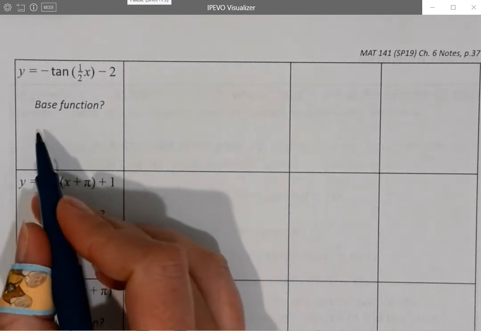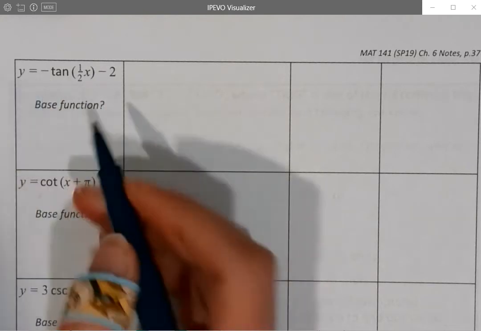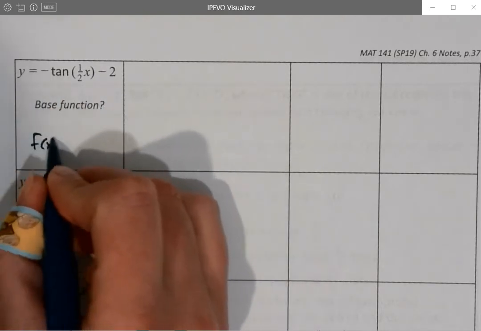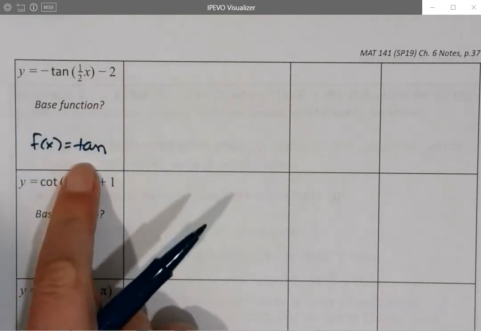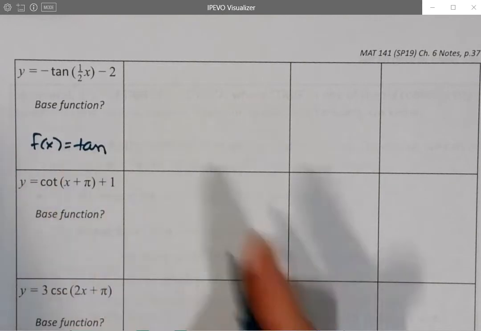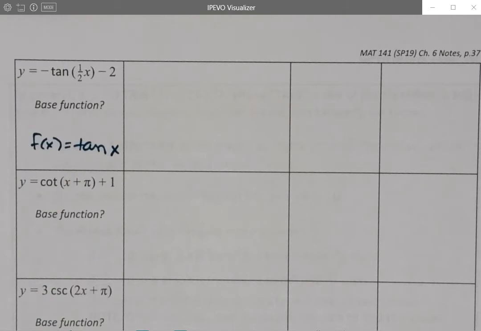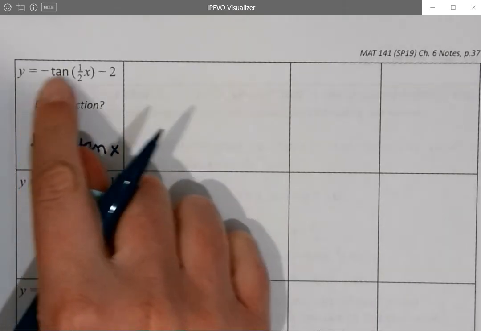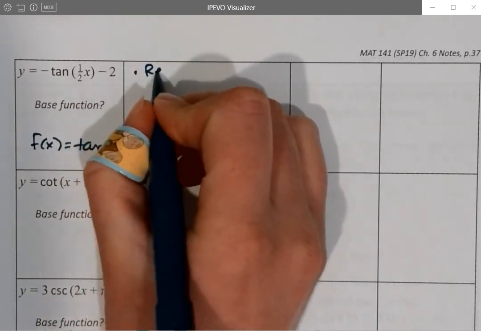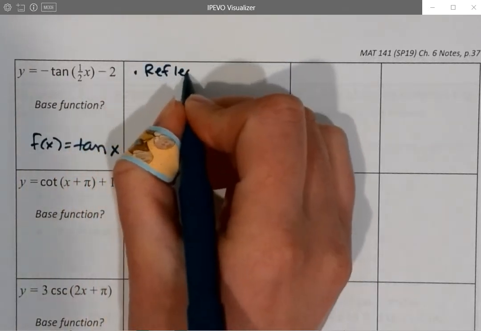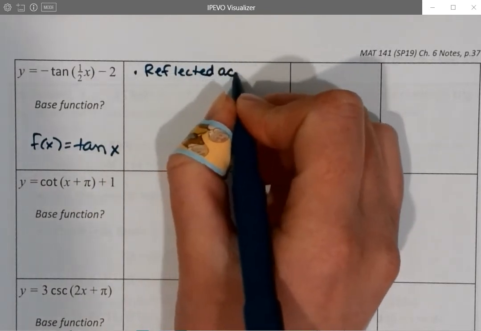Continuing from the previous example, we have some transformations of graphs here. So the next one, we have a tangent graph, so our base function, f of x, is going to be tangent of x. Notice that you can't just write tangent because it is a function. It needs to have input, so it needs to be tangent of x as the base function. Now we're going to look for transformations, and I see 3 of them. There's an outer reflection. It's a y reflection, so the y values go down across the x-axis. So we'll say it's reflected across the x-axis.